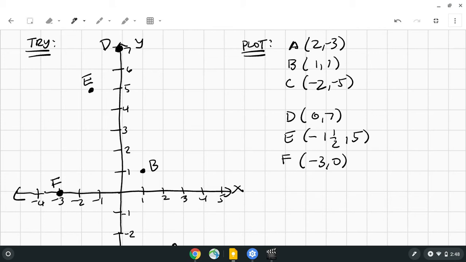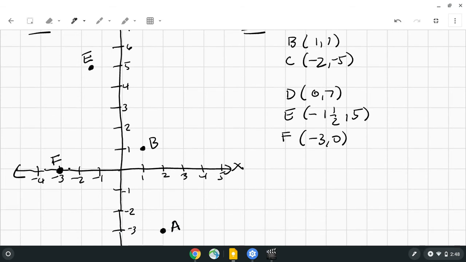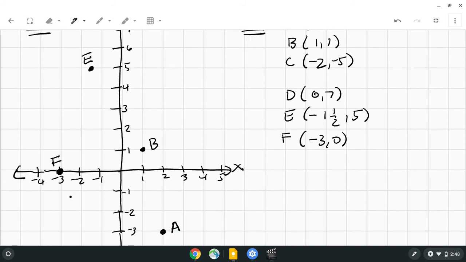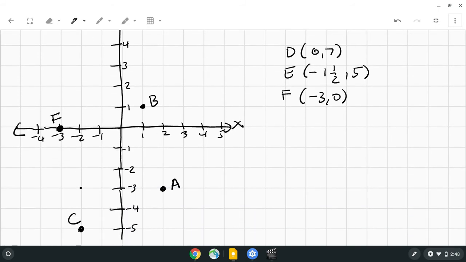If you're not on the x-axis, then you're not at 0 for y. Okay? All right, so those are your 3 points. One right here on the y-axis, one over here between -1 and -2, and this one here on the x-axis. Okay. All right, very good.